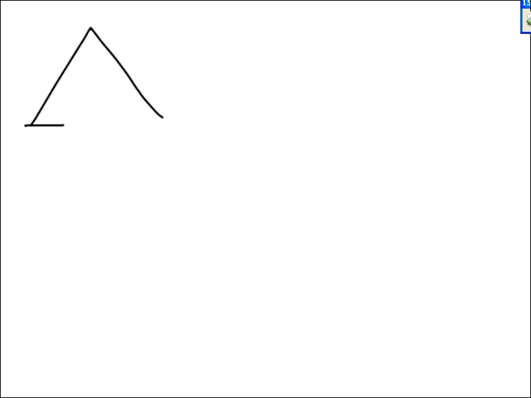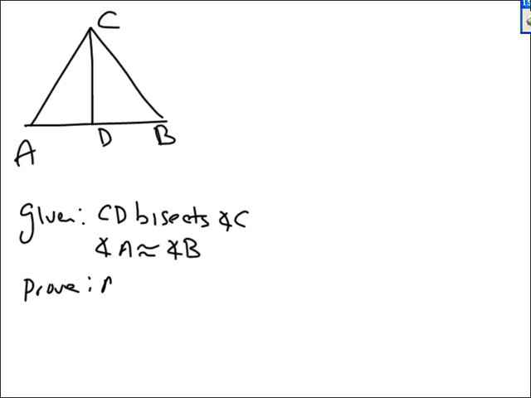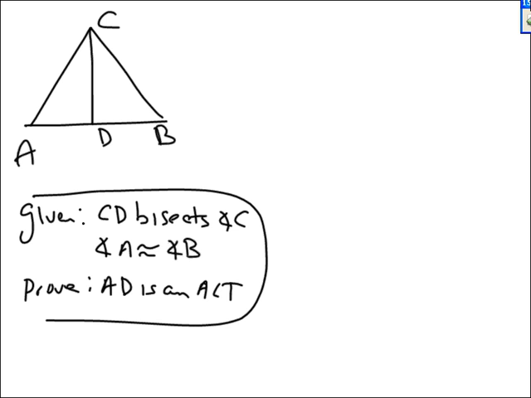Suppose you have a triangle ABC, and you have a line that comes down to point D. And you are given the following, that CD bisects angle C. And you're given that angle A is congruent to angle B. And you want to prove that AD is an altitude.